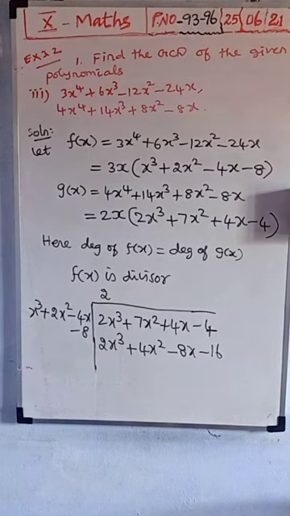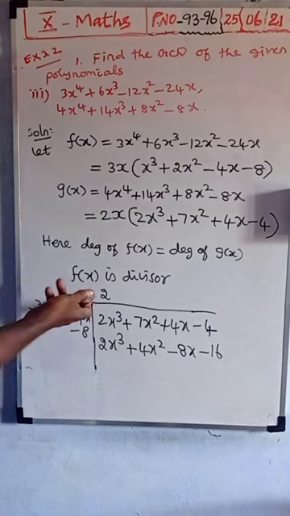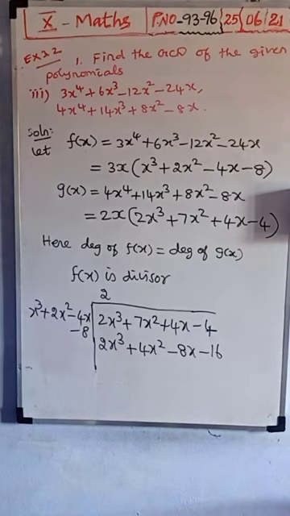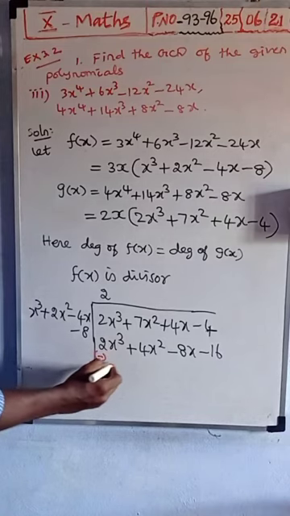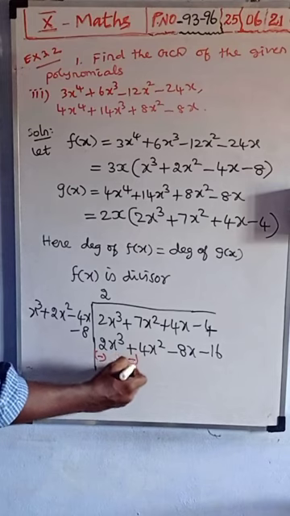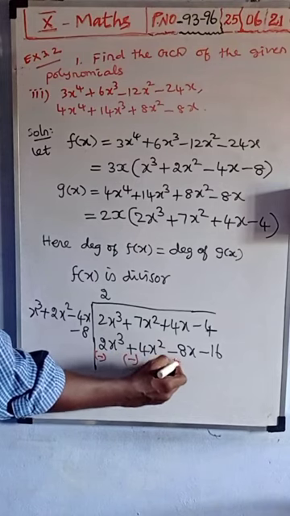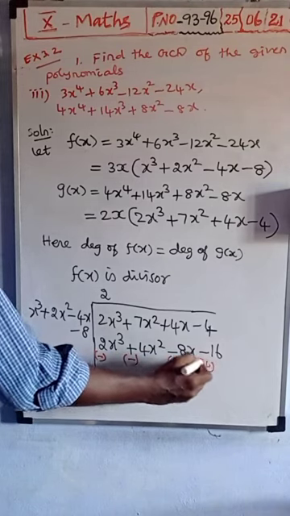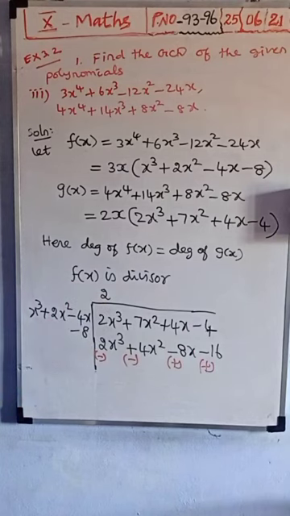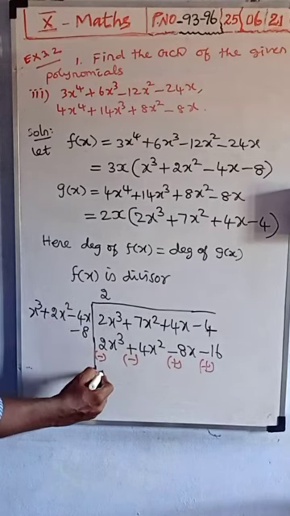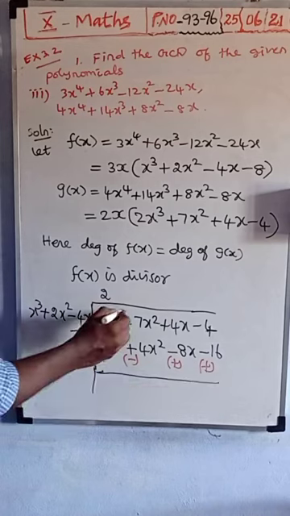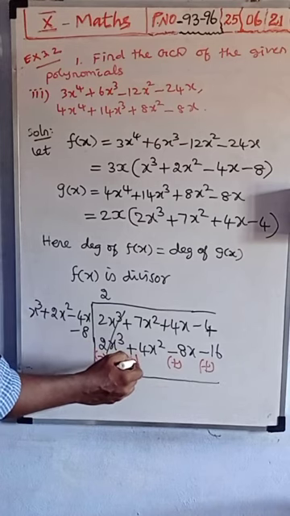First, here there is no x, only the constant term. So take 2 and multiply all the terms. Then you want to change the symbol: plus changes into minus, minus changes into plus, minus changes into plus. Now what will be cancelled? The first term will be cancelled.